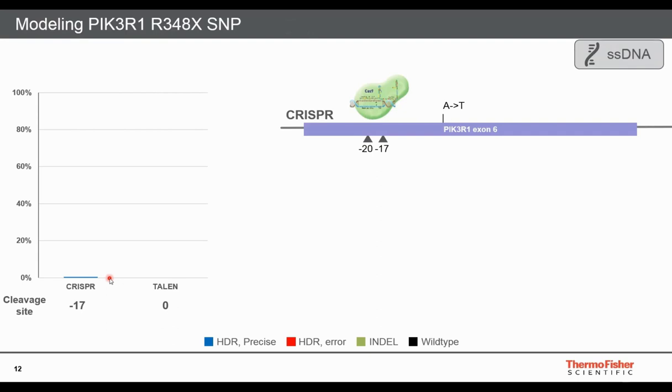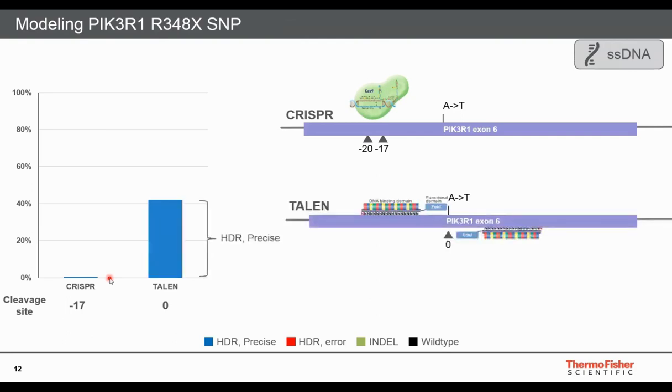Now, for this particular exon in this particular region where we're trying to do this A to T conversion to change the genome here, that -20 and -17 are the only two guides that are within this area that we could try to do this particular knock-in. But if we design this TALEN pair to cut specifically at that SNP site, we're actually able to get a precise HDR knock-in greater than 40% because we're able to target these TALENs specifically to that SNP site and encourage successful HDR.